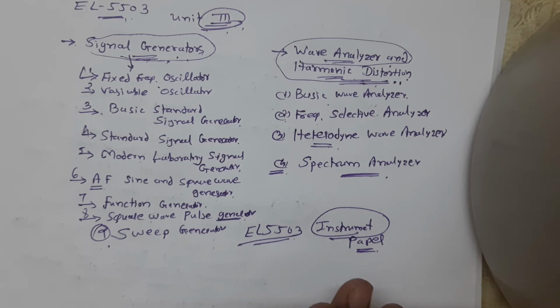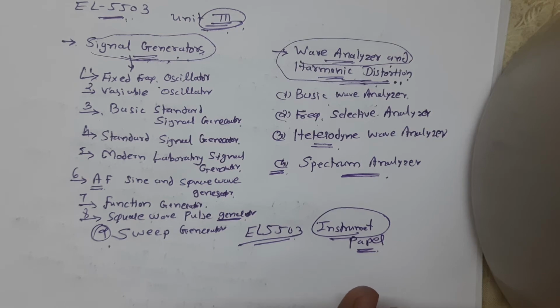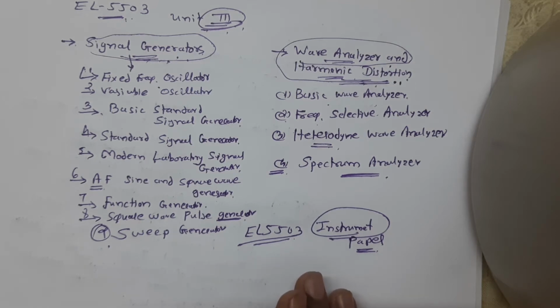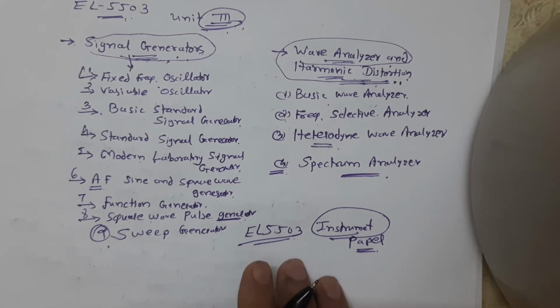In Unit 2, we discuss the digital instrument and cathode ray oscilloscope. In Unit 3, we discuss the signal generators and wave analyzer and harmonic distortion. In each unit there is one lecture. So in my portion of EL5503, there are 2 units, so per week I have 2 lectures for EL5503.